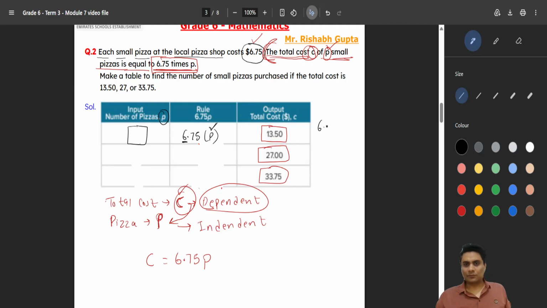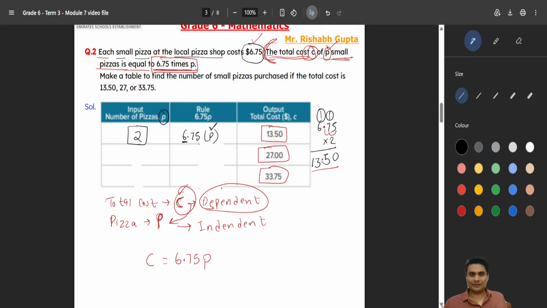Let us check. 6.75 times 2. 5 times 2 is 10, 0 here, 1 up. 7 times 2 is 14, 14 and 1 is 15, so 5 down, 1 up. 6 times 2 is 12, 12 and 1 is 13. Now I have a decimal here, correct? After the decimal I have two numbers, so in the answer after two numbers you have to put the point. So yes, I got 13.5. That means this P is 2. So here I can simply write 2. Easy.